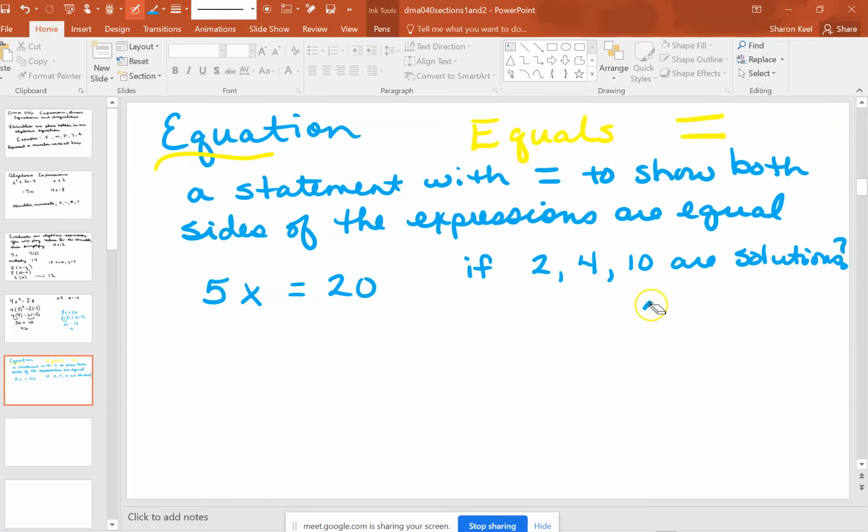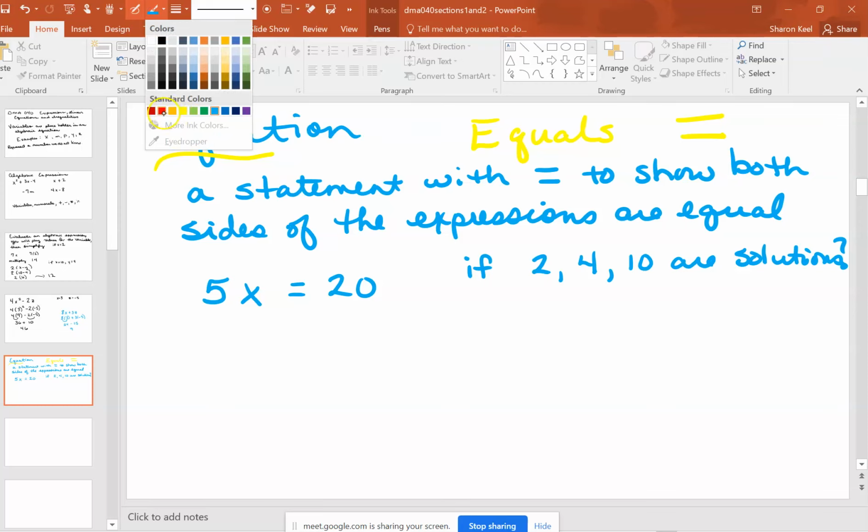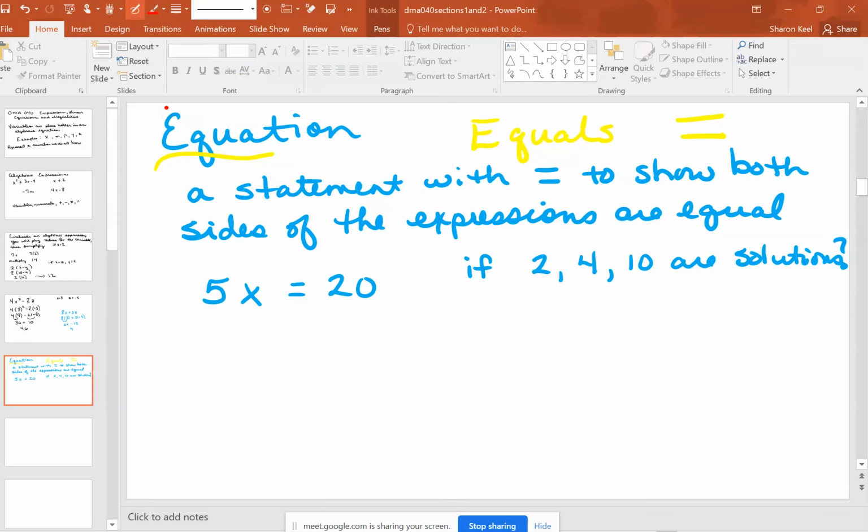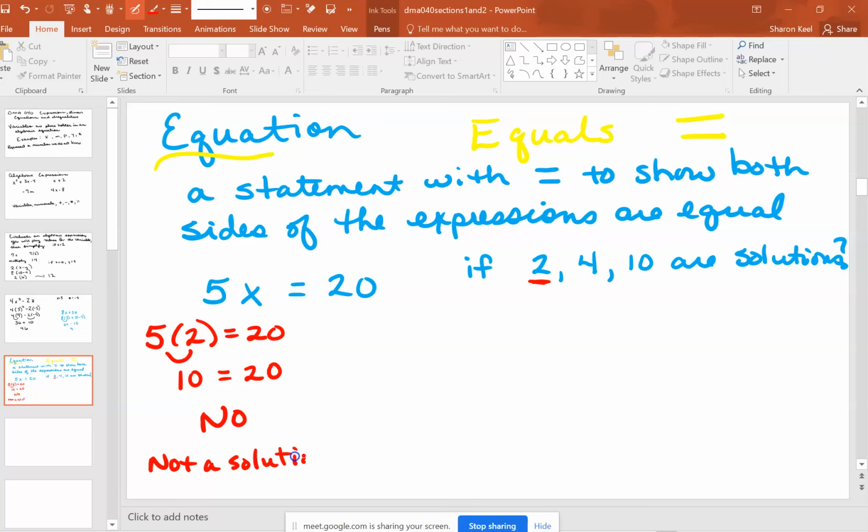So in this section, when you're given an equals, they're going to give you values to substitute for the x and then determine if it is equal, if it is an answer or a solution. So let's start with the 2. I'm going to do the 2 in red. So that would give me 5 times 2 equals 20. 5 times 2 is 10. Is 10 equal to 20? No. So the 2 is not a solution. So I'm going to mark that out. That one is not a solution.